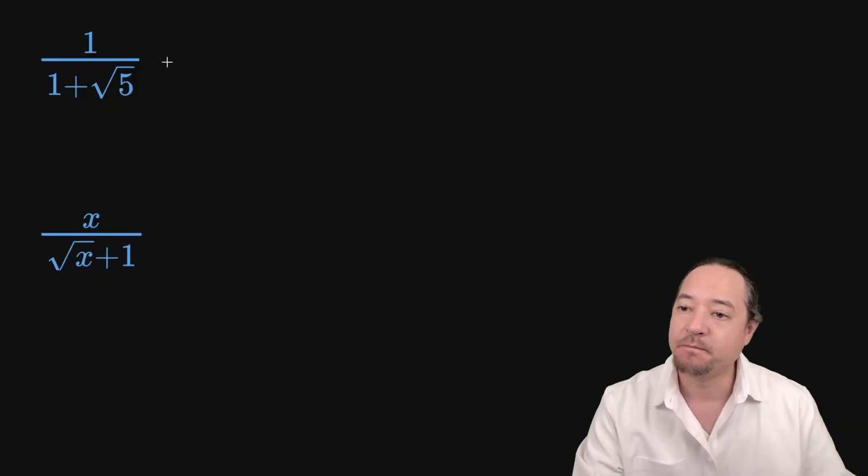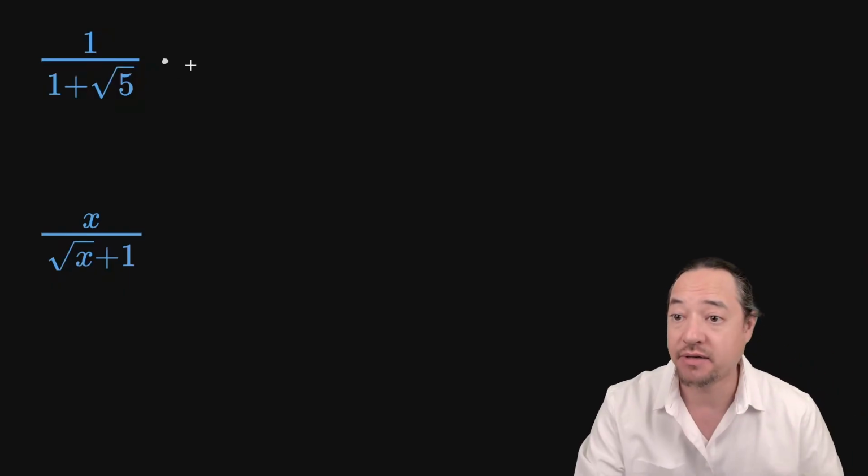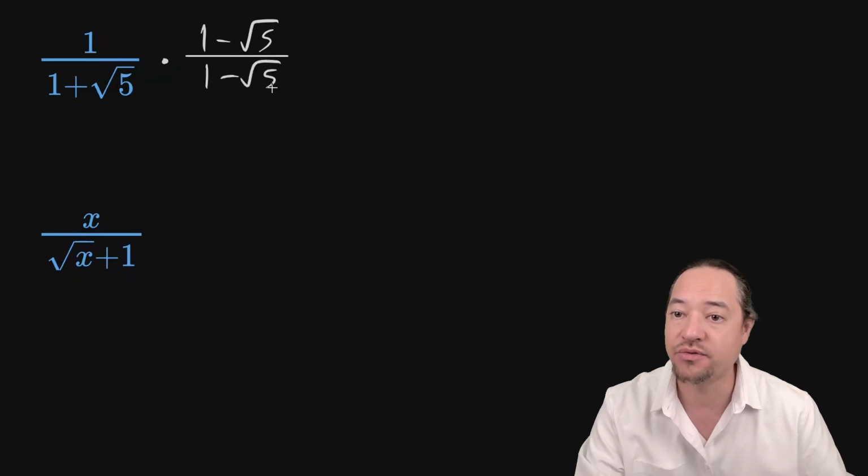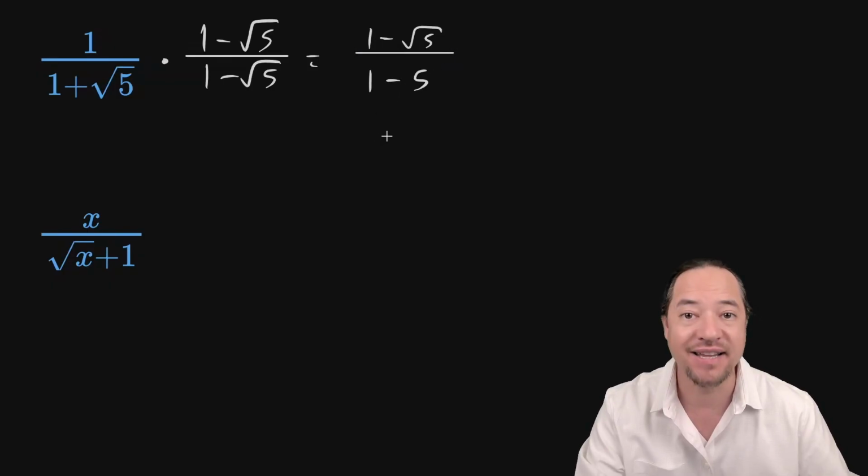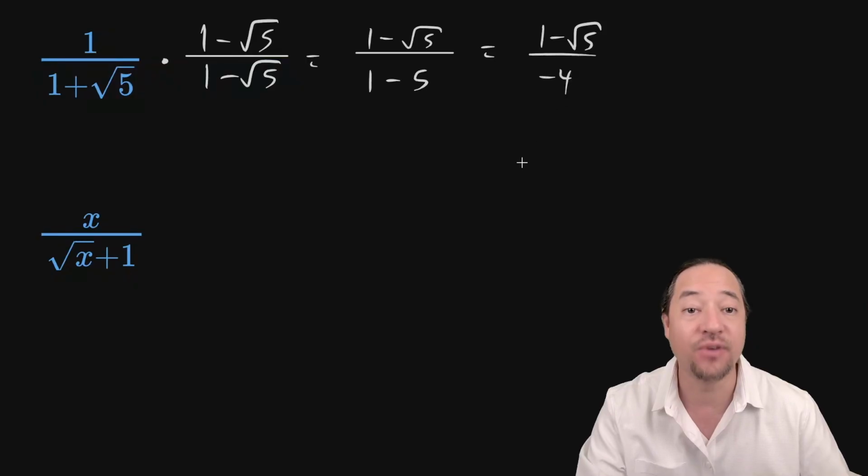So this first one, we want to multiply this fraction by the conjugate radical. So here that's going to be 1 minus root 5 over 1 minus root 5. In the numerator, we just get 1 minus root 5, but in the denominator, we're going to get 1 minus 5. And 1 minus 5 is negative 4. So we can think of this as 1 minus root 5 over negative 4.